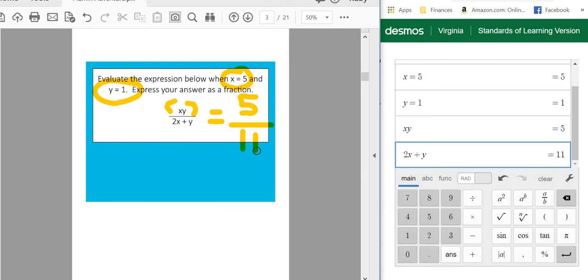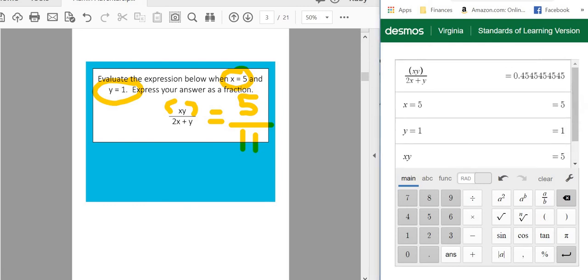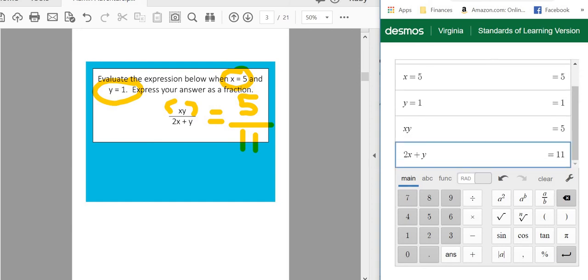Okay, so I can split it up the way I did on Desmos, where I tell it what x is, I tell it what y is, I put in the numerator, what's above the division, separately from what's below, or you could put it all in together and get a decimal. But if it's specifically asking you for a fraction, you're just going to have to split it up.